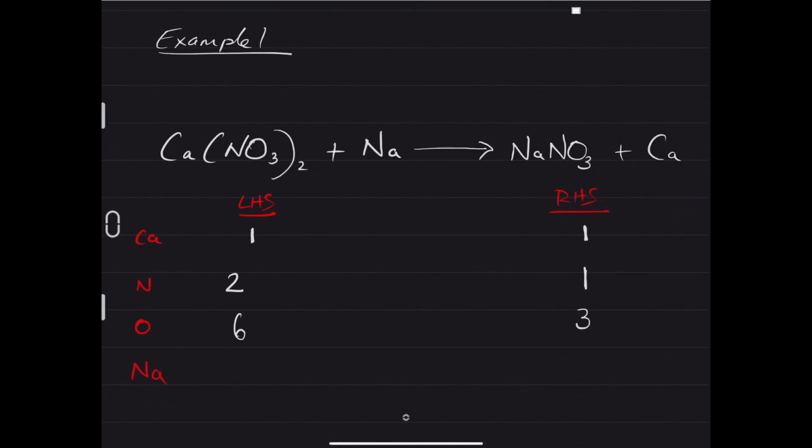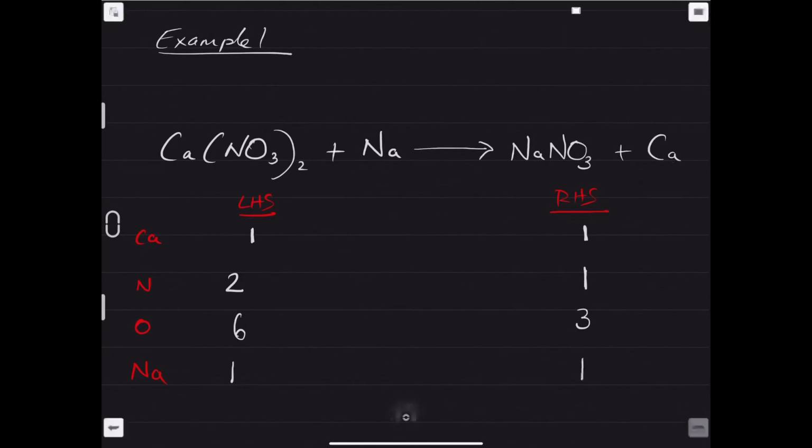Let's move on to sodium. Sodium, left-hand side, 1. We know it's 1 because there's no coefficient, and if there's no coefficient in a chemical equation, we represent that as 1. We move on to the right-hand side. Again, there is no coefficient there beside the sodium, so we represent that as 1 also.